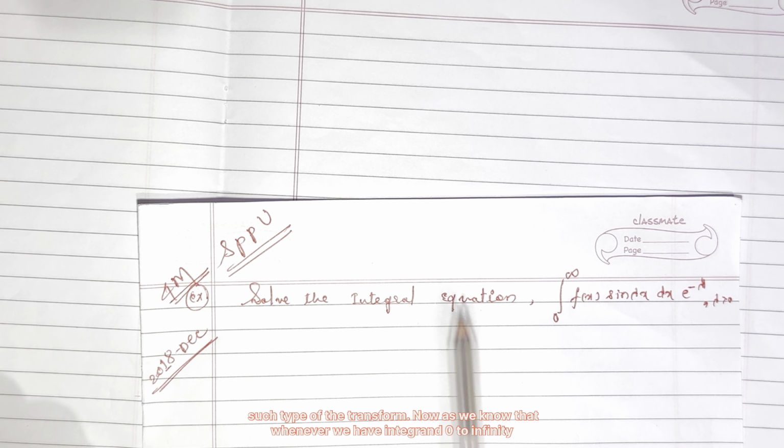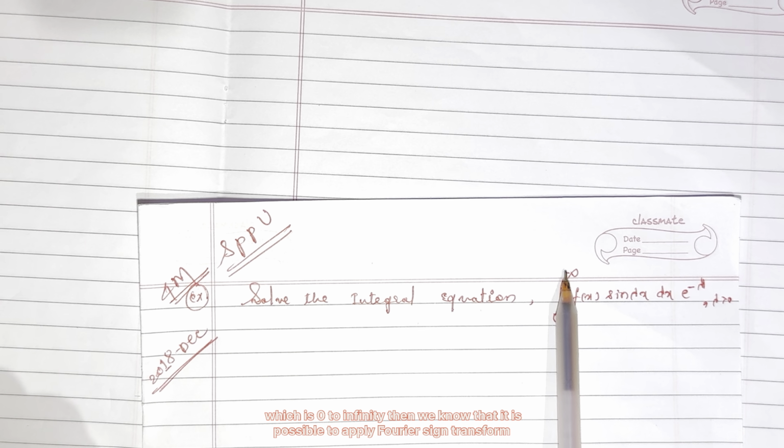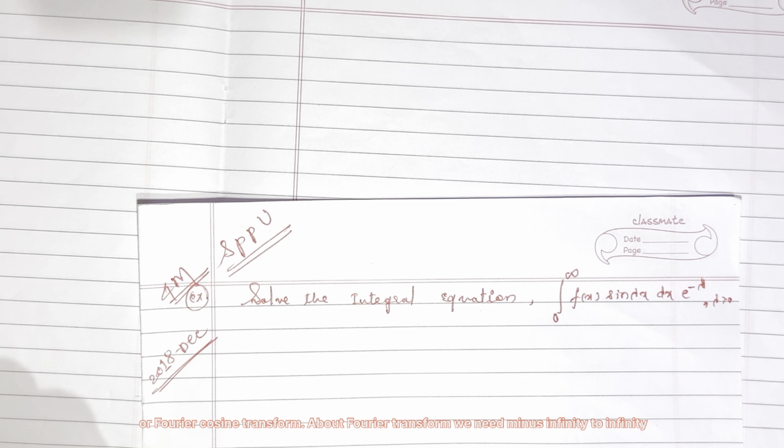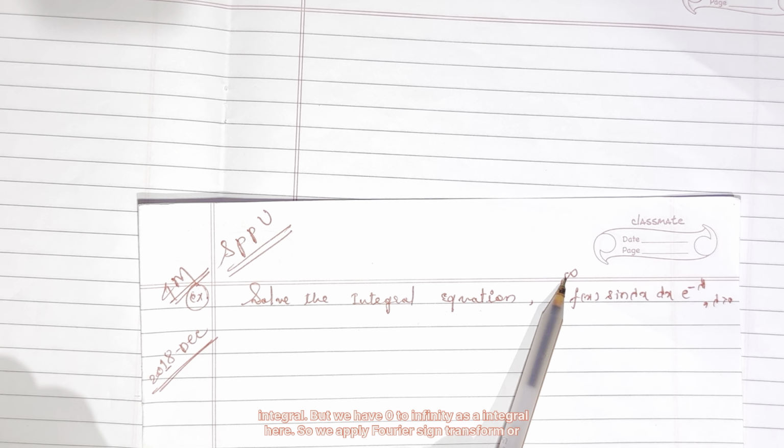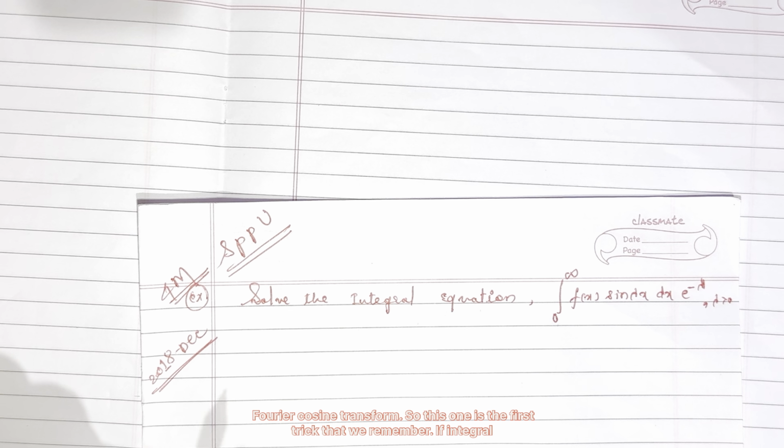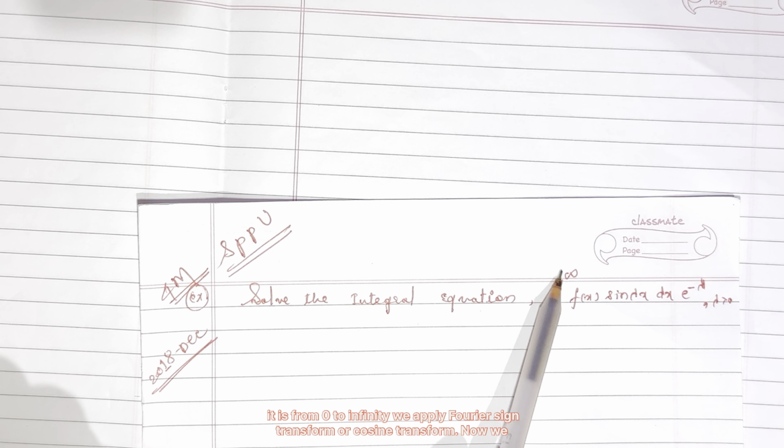There are some tricks that tell us which type of transform to apply. Whenever we have an integral from 0 to infinity, it is possible to apply the Fourier sine transform or the Fourier cosine transform. For the Fourier transform, we need an integral from minus infinity to infinity. But we have 0 to infinity as the integral here, so we apply the Fourier sine transform or the Fourier cosine transform. This is the first trick to remember: if the integral is from 0 to infinity, we apply the Fourier sine or cosine transform.